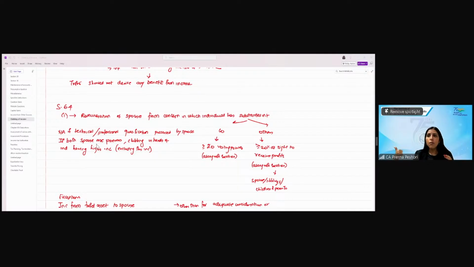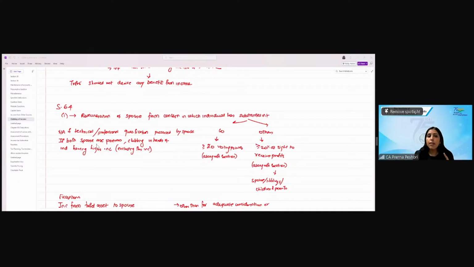Let's say, for example, my husband is just a graduate. In that case, will the remuneration be clubbed in my hands? The answer is yes. He doesn't possess that technical qualification, so it will be clubbed. Correct? Or let's say both of us are partners in the firm, and both of us have substantial interest in that firm. We both have more than 20% entitlement to the profit, and we both are drawing salary. Let's say I am a CA, my husband is a graduate. What will happen in that case?